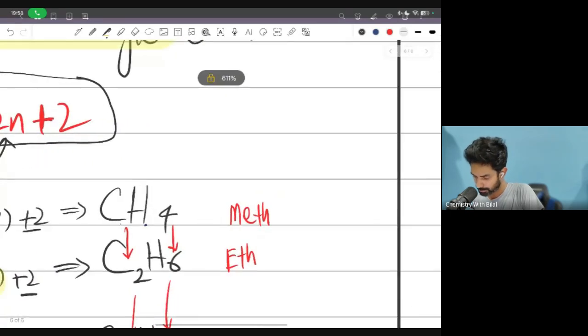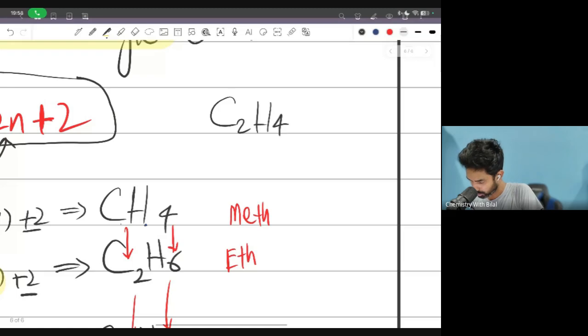For example, if I write C2H4 here and C2H6 here, which one of these is alkane? Let's say this is the first structure and this is the second structure.